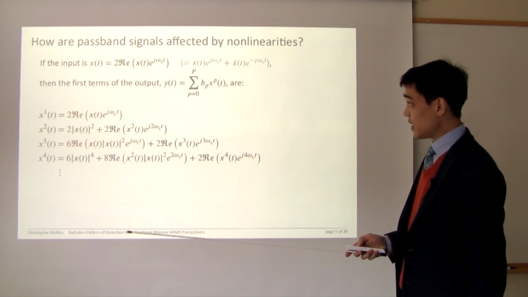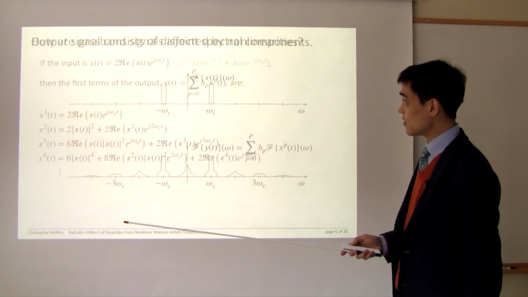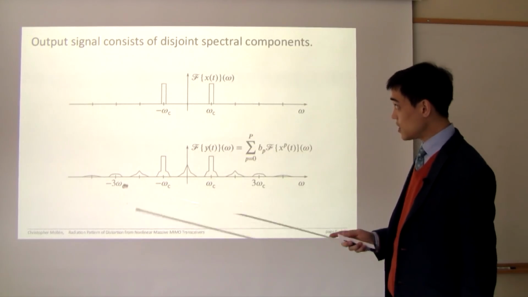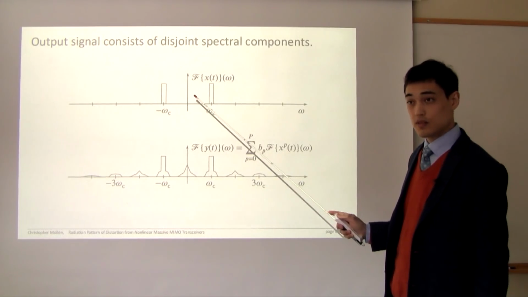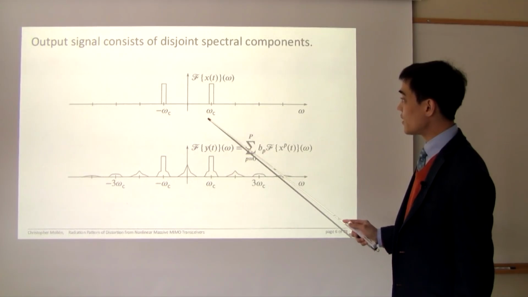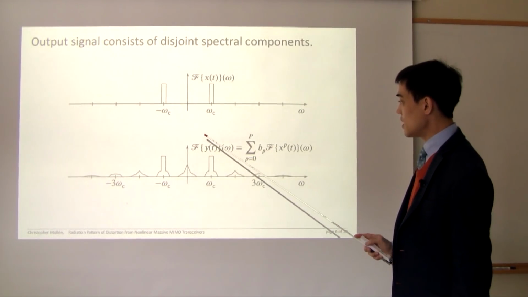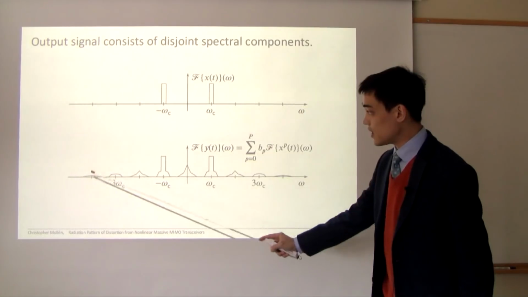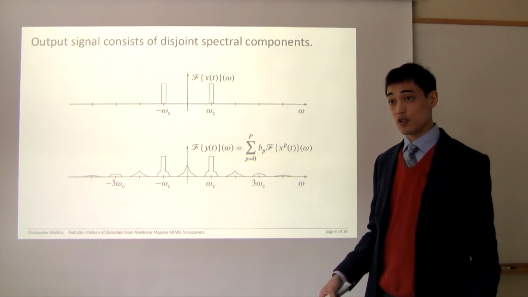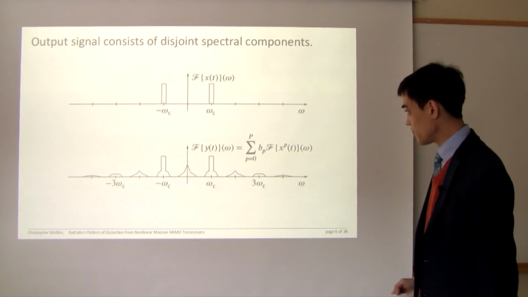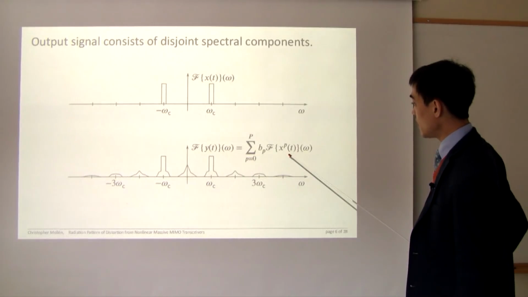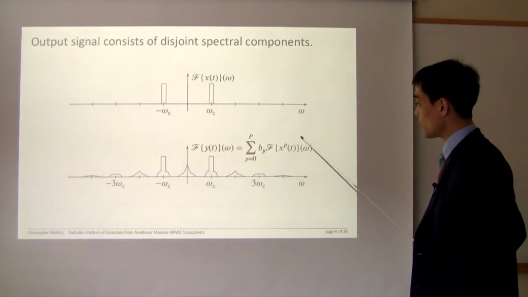And this can be better illustrated in a plot of the Fourier transform of the signal. So if this is the input signal, a passband signal located around the carrier frequency omega c, then the output will look something like this. It will consist of many different disjoint spectral components. And this becomes clear if we look at each term in the Fourier transform one by one.